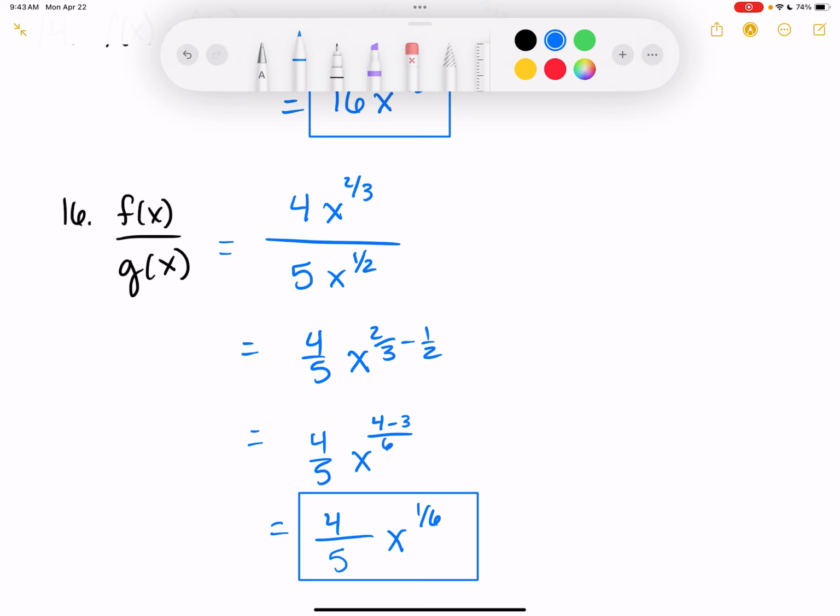And aside from negative numbers, because it's an even root, I don't have any issues here. If there had been x's left on the bottom, then I would have to say x couldn't be 0 or something like that, whatever would make the denominator 0 for the domain. But I don't have that situation here.